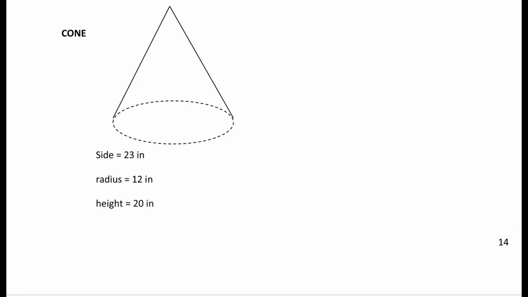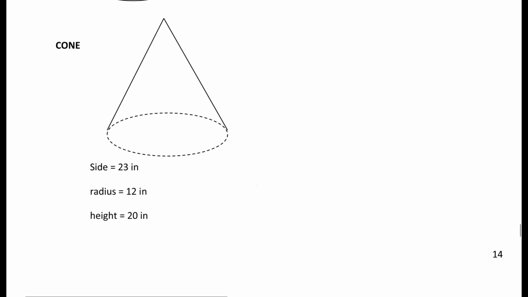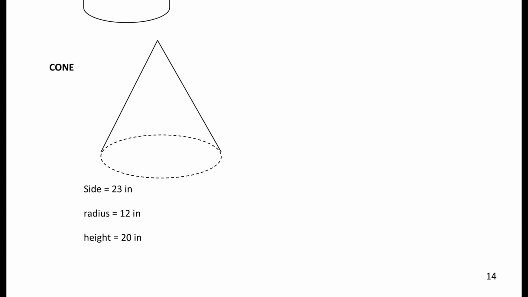For the next part here, we have a cone, and we're looking at the numbers that we're given below, which are the side, which is 23 inches. We have our radius, so from the middle of the circle out, we have 12 inches. And for our height, if we have our height like this, right down the middle, we would have 20 inches.